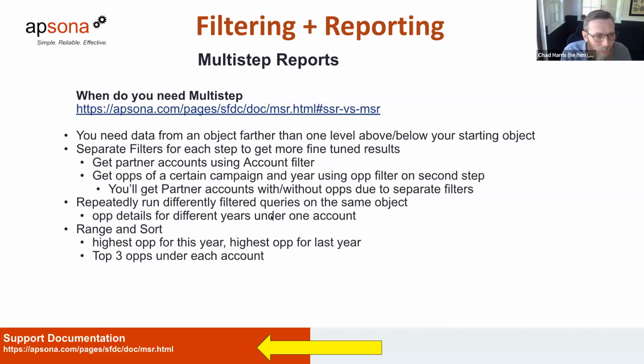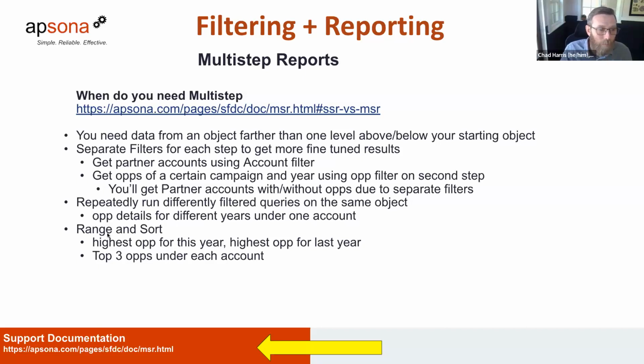These are kind of the examples that were used. Another good use case for multi-step is if you want to run separate queries on the same object, but show them in different ways. So for example, I want an account report and I want to see the biggest opportunity for every year, with a column for each year and the highest opportunity in each one. That's a good use case for multi-step, because you could do a separate step all on opportunity, but filtering it for the different year and all that.